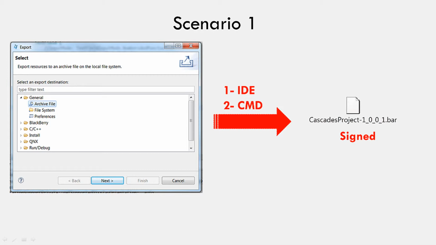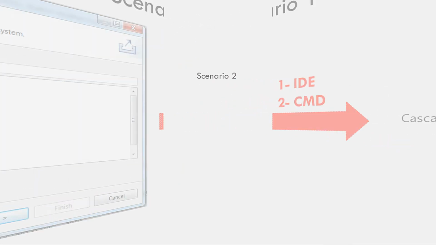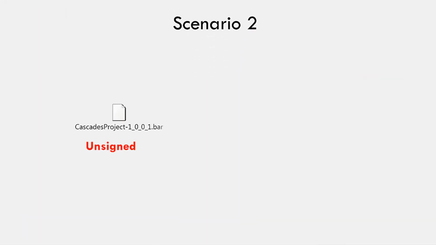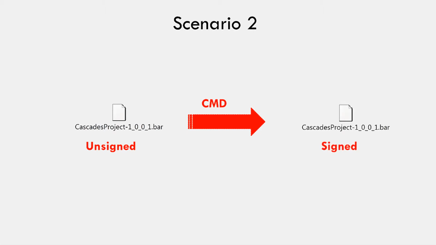That brings us to the end of section 1, where I explained to you how to sign your application from an archive native project. In section 2, we will use the BlackBerry 10 command line tools to sign an unsigned bar file into a bar file that is signed with your own signing information.